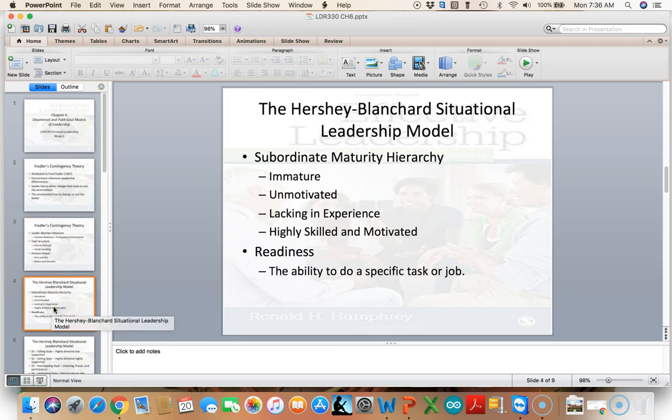In the Hershey-Blanchard situational leadership model, there was a stratification of subordinate maturity hierarchy that led subordinates from immature to unmotivated to lacking in experience, and then at the apex, highly skilled and motivated. They had to have readiness, and readiness is defined as the ability to do a specific task or job.